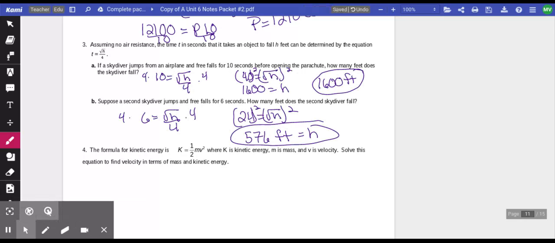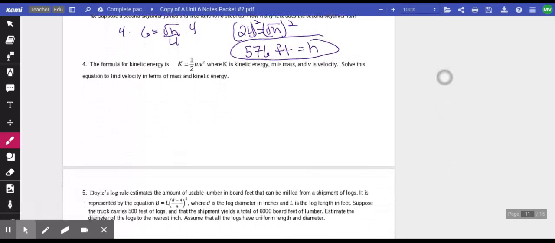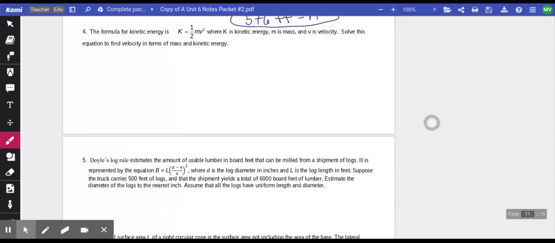Okay, so for number 3, part A, I'm going to substitute in 10 for T. So 10 equals square root of H over 4. I multiply both sides by 4 to eliminate the 4 in the denominator. So that gives me 40 equals the square root of H. I square both sides, and 1600 equals H. So it's 1600 feet. For B, I put in 6 for T, multiply both sides by 4, square both sides, and H equals 576 feet. So now I want you to pause and try numbers 4 and 5 and come back.